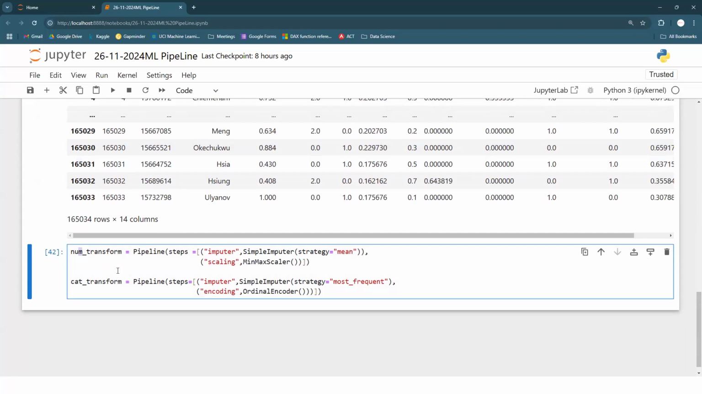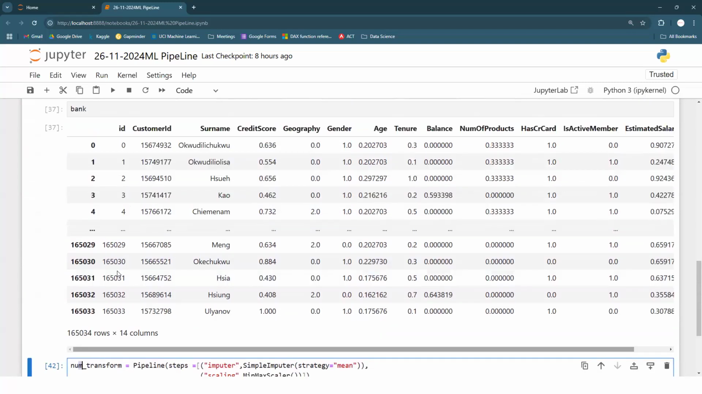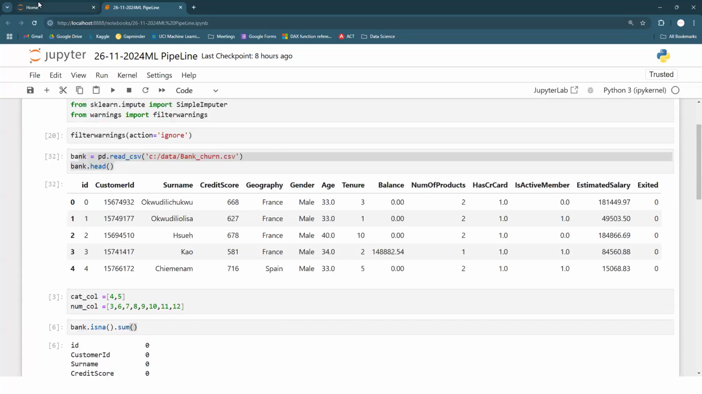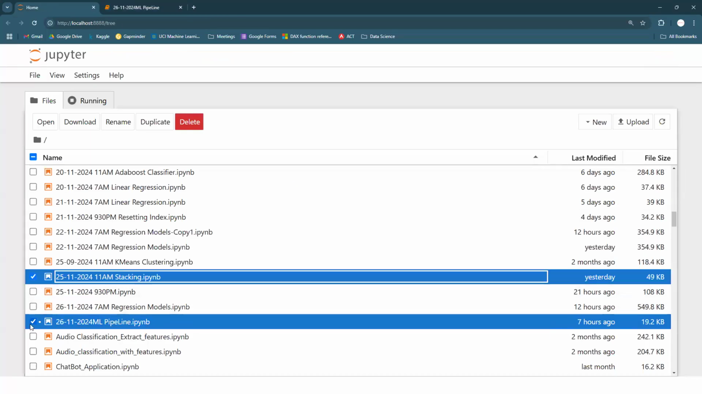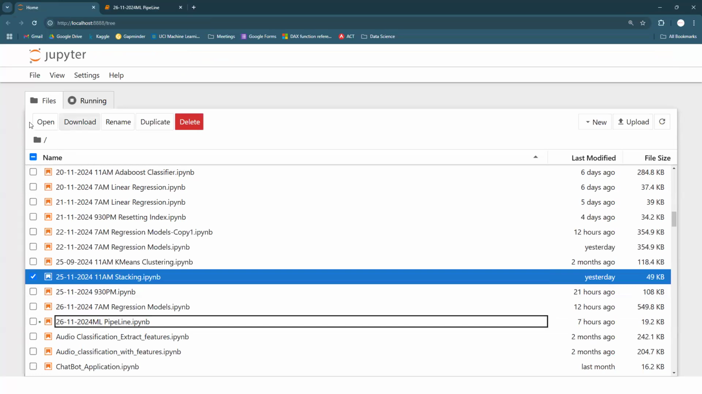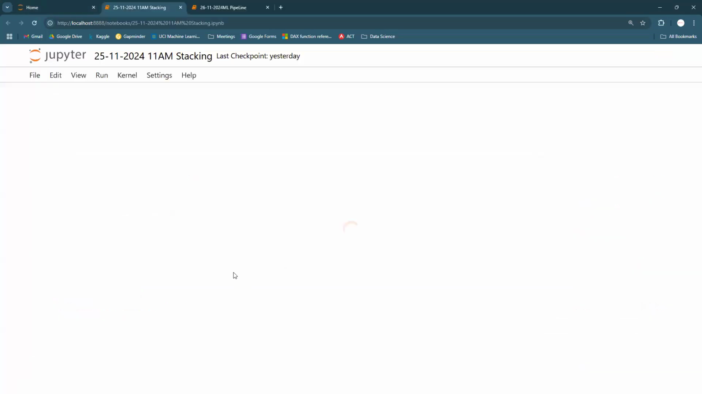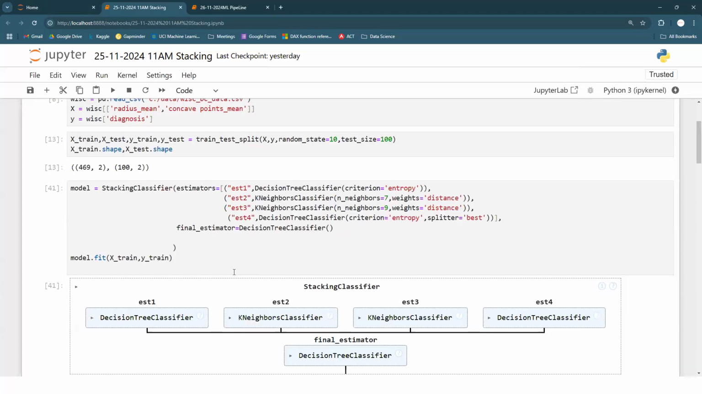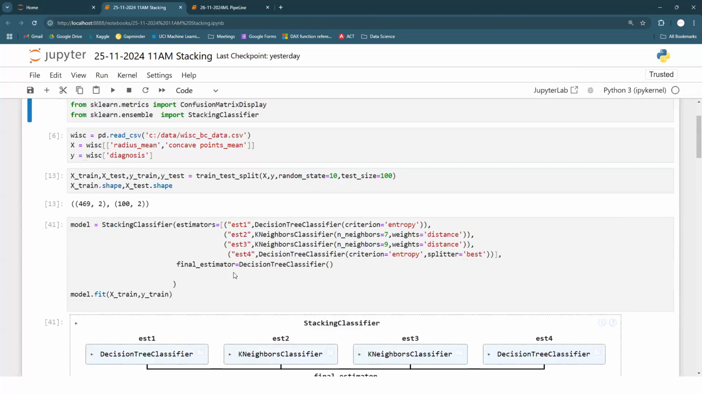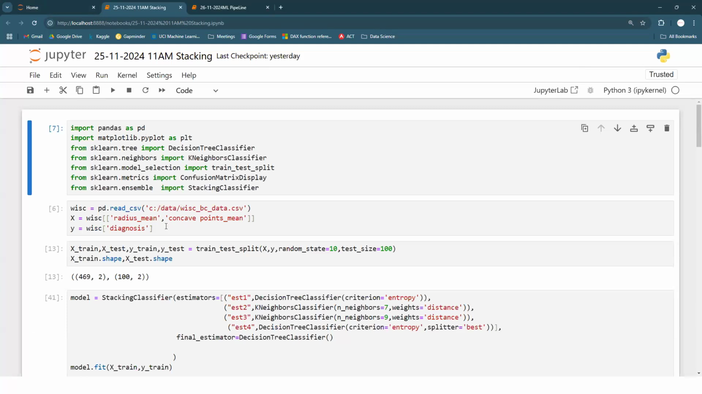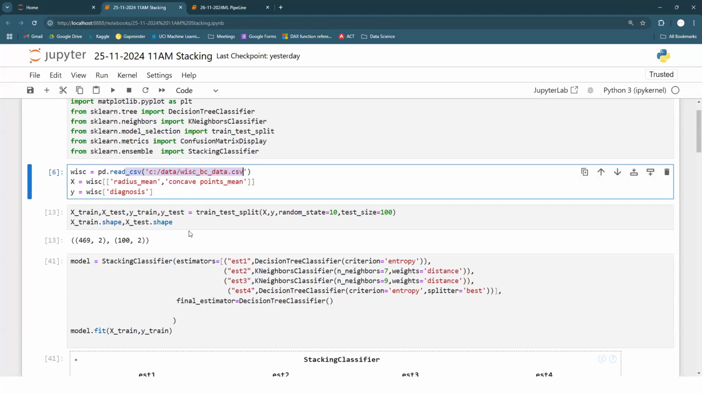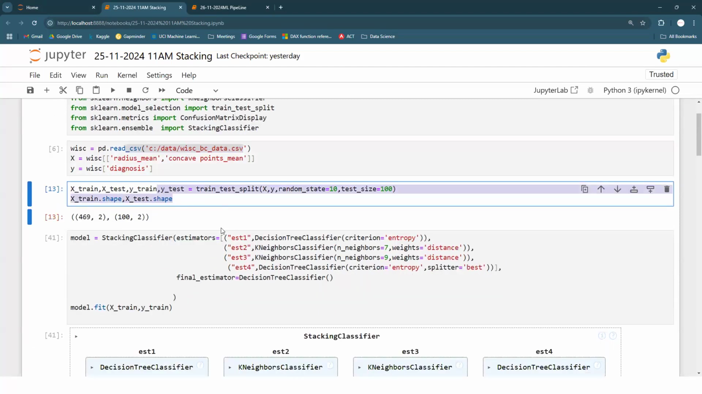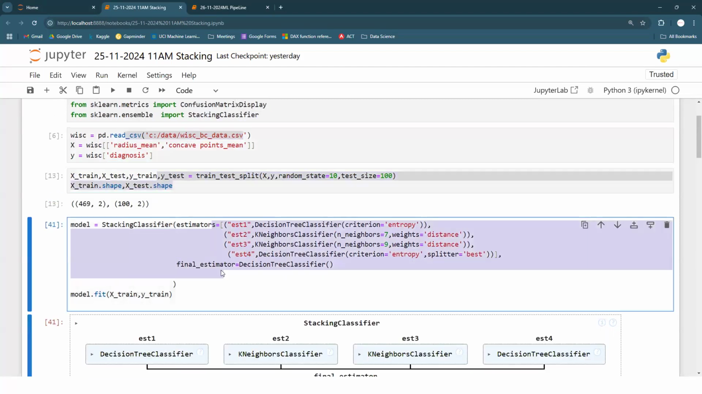Tomorrow we'll continue with the next implementation and complete it. Like that, guys, tomorrow's class is going to be at the same time, 11 a.m. Currently we have done something called the stacking concept. See how the implementation has been done. You can see clearly, guys. It's just two or three lines of code. Again, reading the data, splitting the data into train and test sets, and implementing the algorithms.